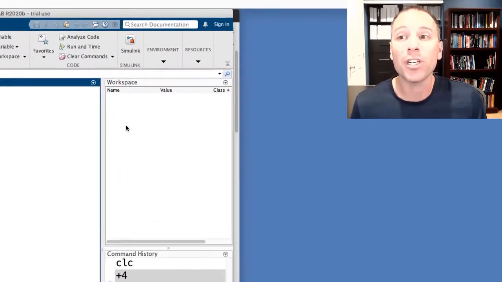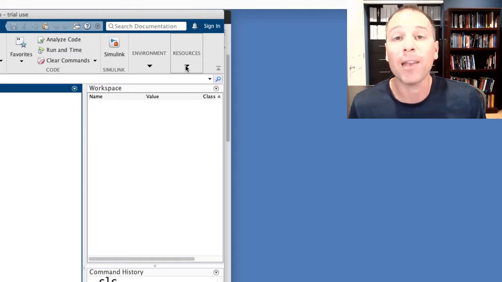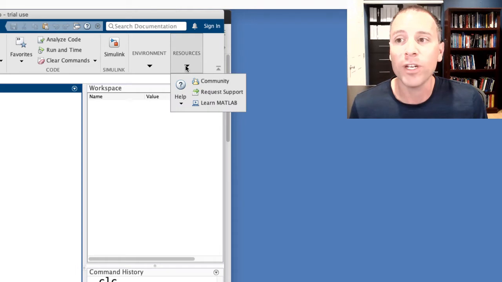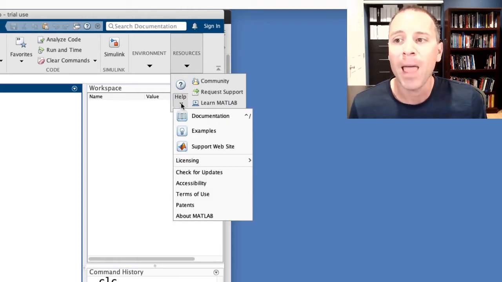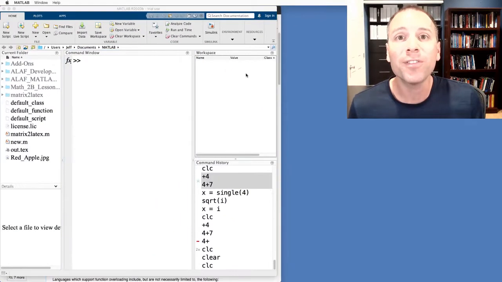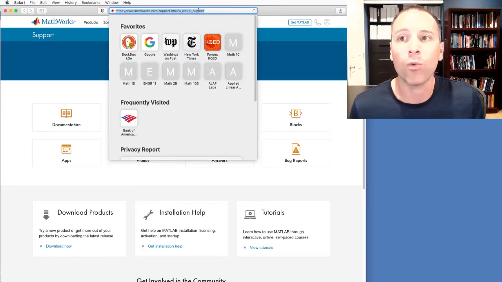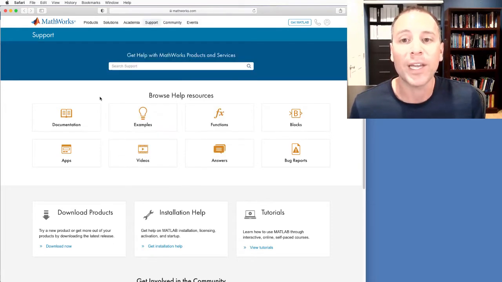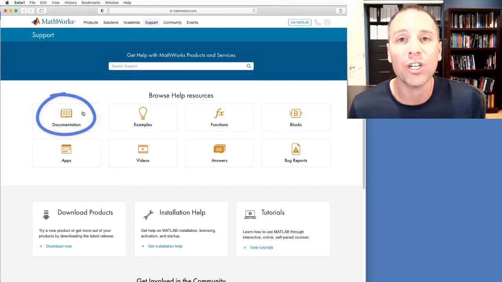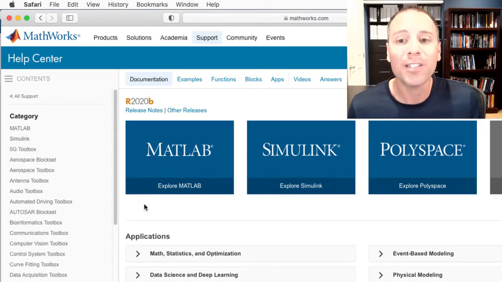After that nerdy diversion, let's go back up to the Resources tab and learn more about elementary built-in functions in MATLAB. Click on Resources. Let's go down to the Help button. And then in this case, instead of doing documentation internally in MATLAB, let's try the support website. Much of the documentation available through MATLAB is also available online. This is an example of that. If we go to mathworks.com/support, we can see a bunch of different options. In this case, we're going to go ahead and click on the documentation button. That brings up a long list of documentation.